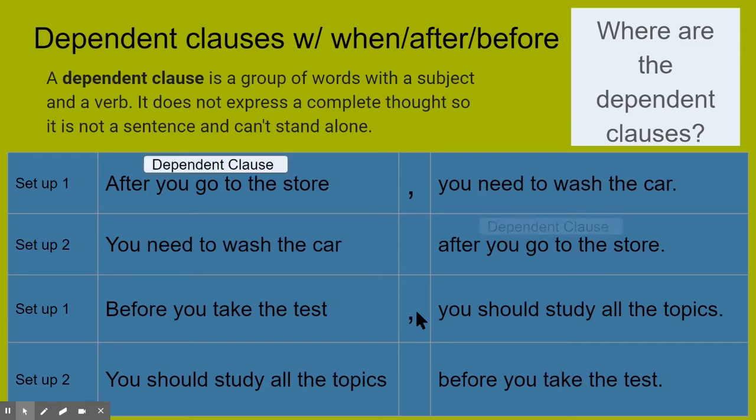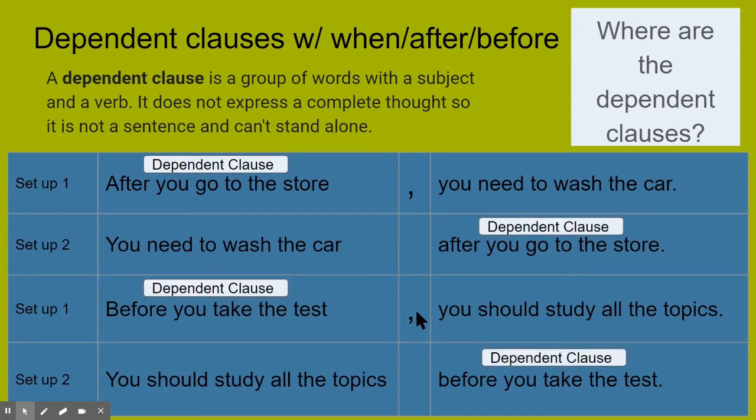And if you have a dependent clause at the beginning of a sentence, you need a comma. If you have it at the end, you don't need a comma. That's the grammar rule with that.